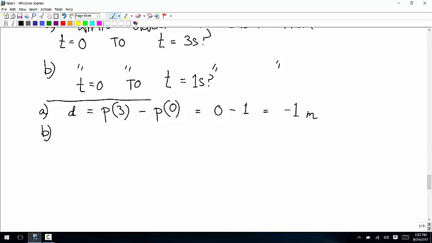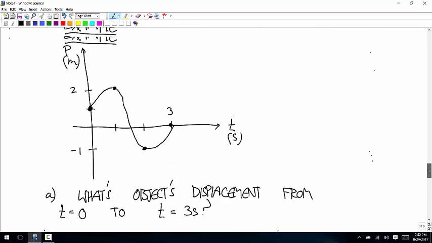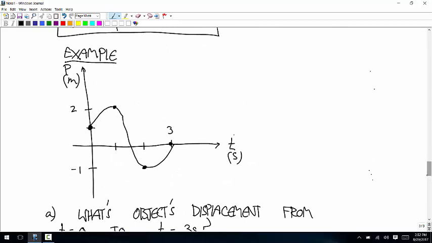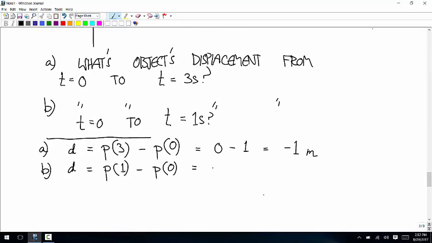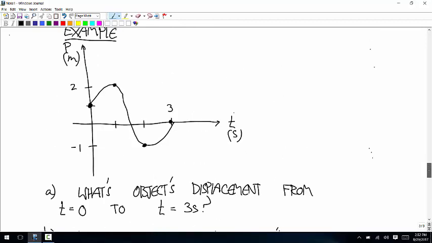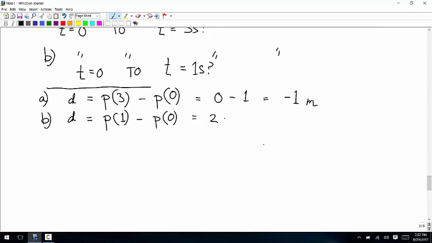And then for part B, we want just from 0 to 1 seconds. So the displacement is going to be the position at 1 second minus the position at 0 seconds. What's the position at 1 second? +2. What's the position at 0 seconds? 1. And so the displacement is +1 meter.